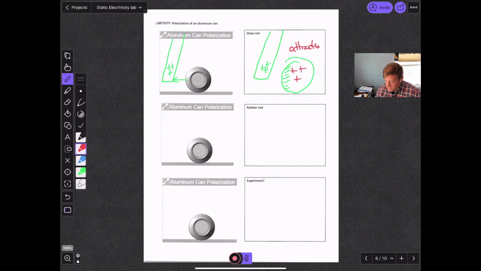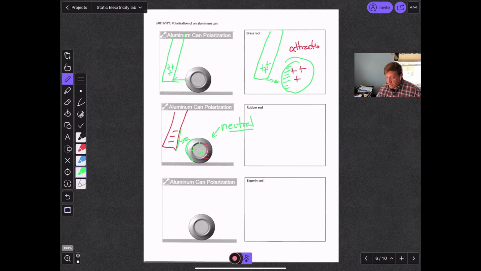And then you do the same with the rubber rod. But the rubber rod is negative. That was maybe rubbed with fur. But inside the can, now the electrons are going to run to the other side, and the protons are going to be evenly distributed. But look still what happens. The near side and the wand are still attracted. So both of those also prove that a neutral object, like a piece of metal, can also be attracted to a charged object.